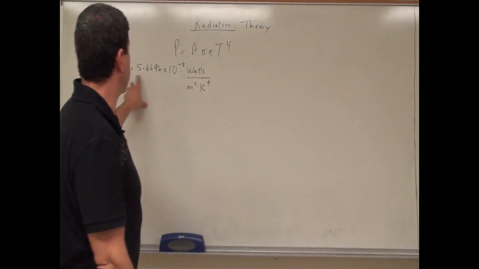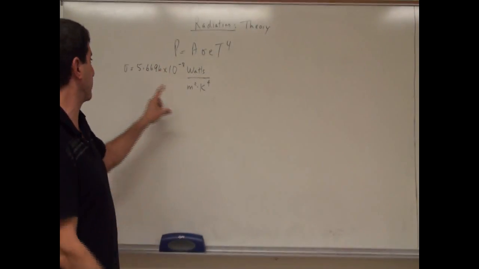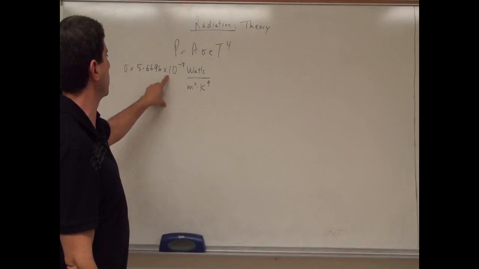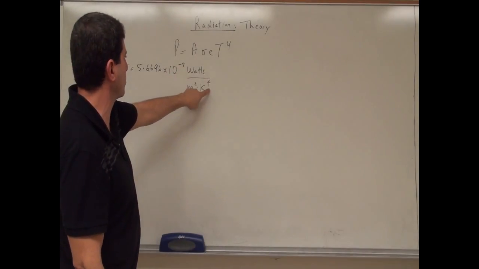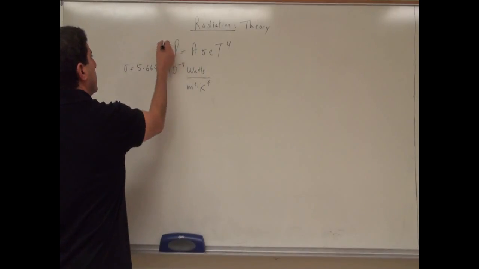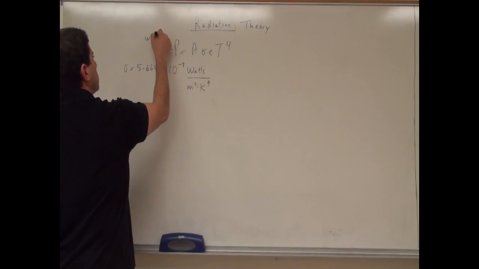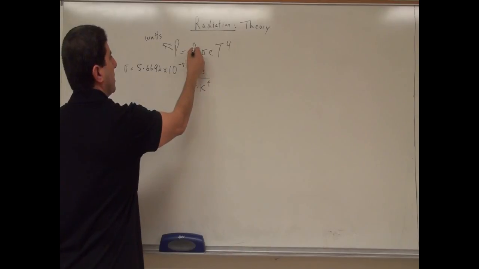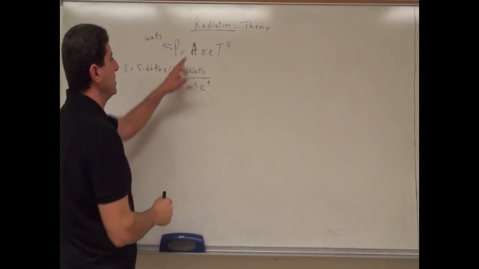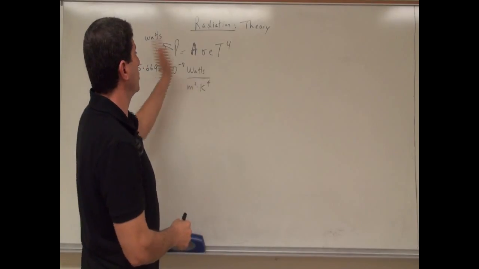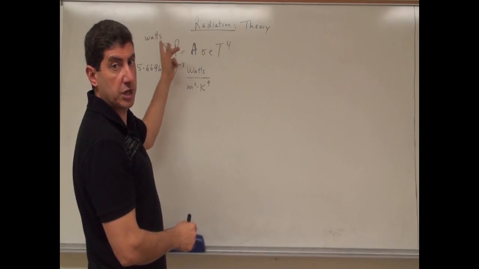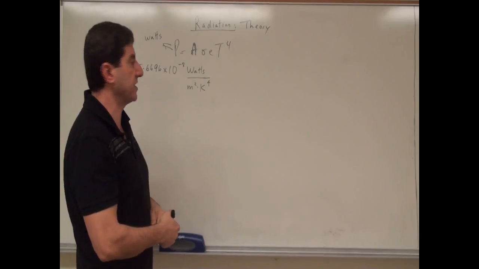The sigma is a constant that's uniform throughout the universe, 5.6696 times 10 to the minus 8 watts per meter squared Kelvin to the fourth, right? So the units of power has to be in watts. The surface area A is going to be meter squared, and then T is going to be Kelvin to the fourth. So both sides of the equation should be in units of watts, right?